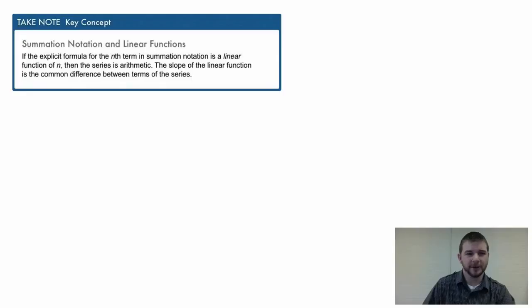You should take note. You should add this to your notes. It's a key concept. Summation notation and linear functions. If the explicit formula for the nth term in summation notation is a linear function of n, then the series is arithmetic. The slope of the linear function is the common difference between terms of the series.